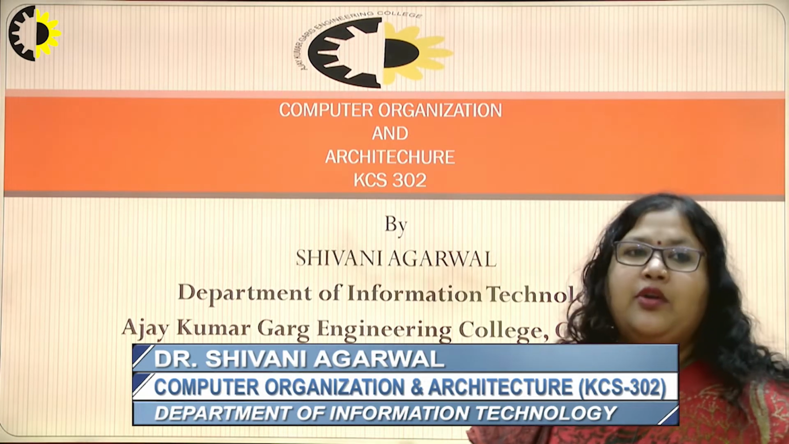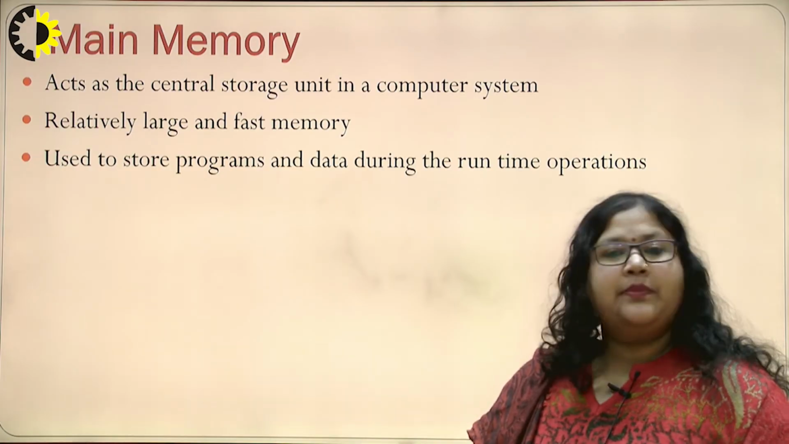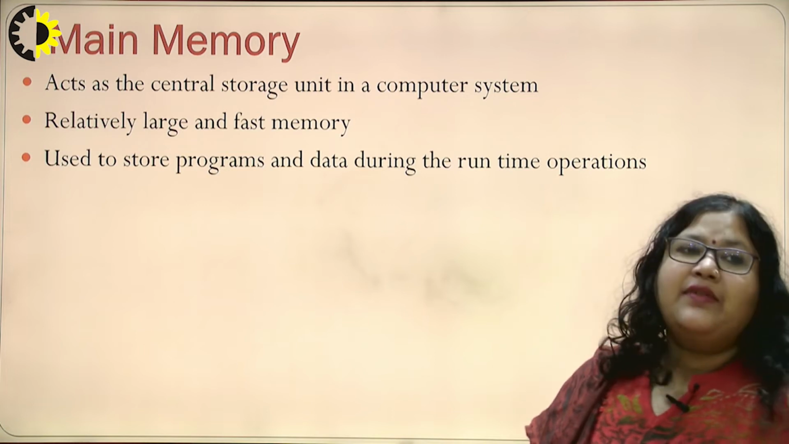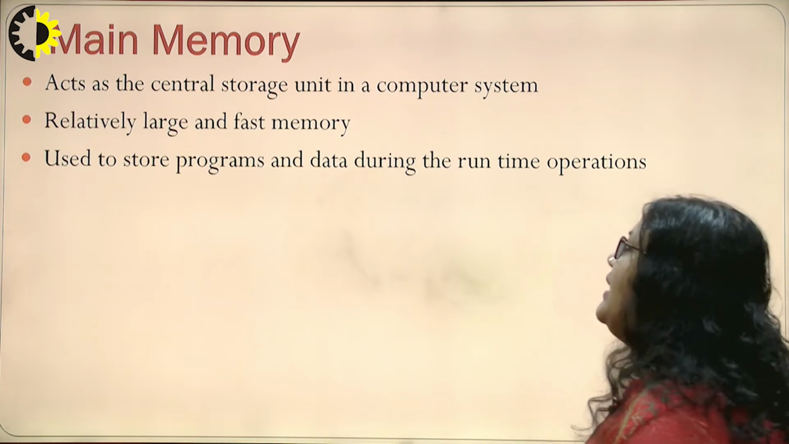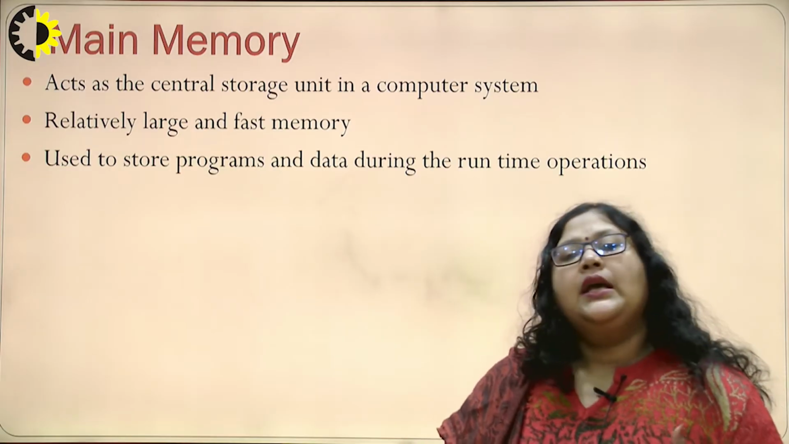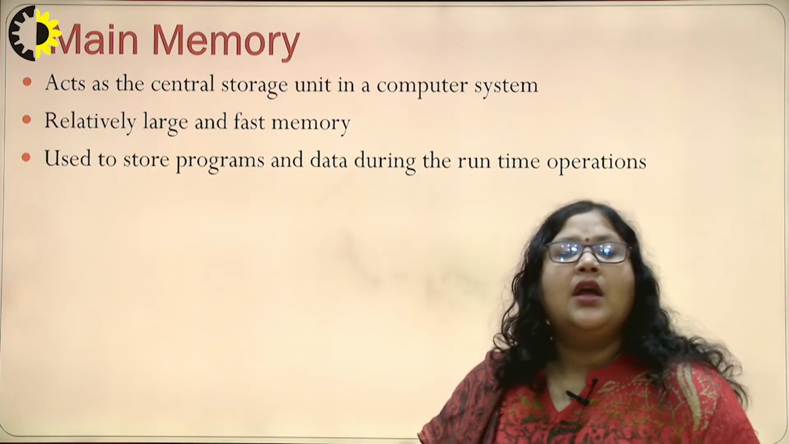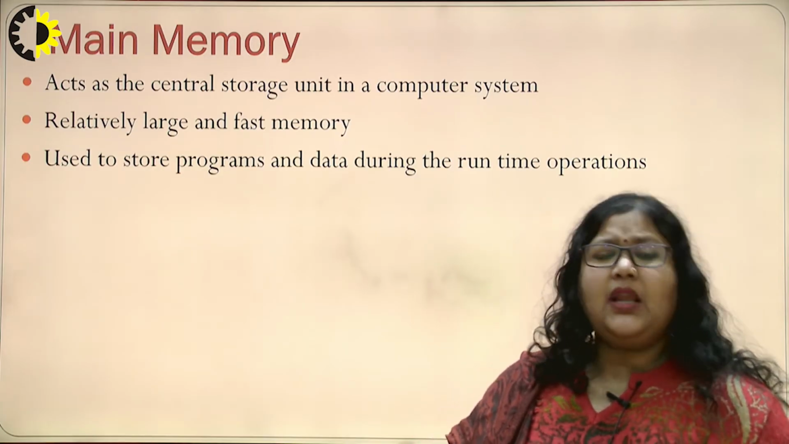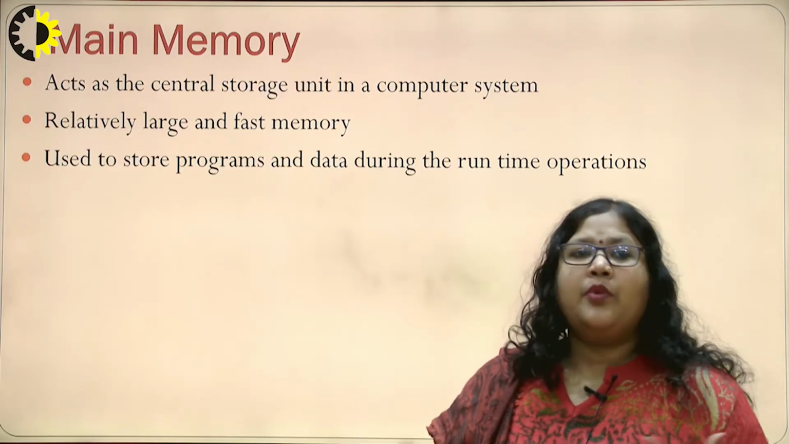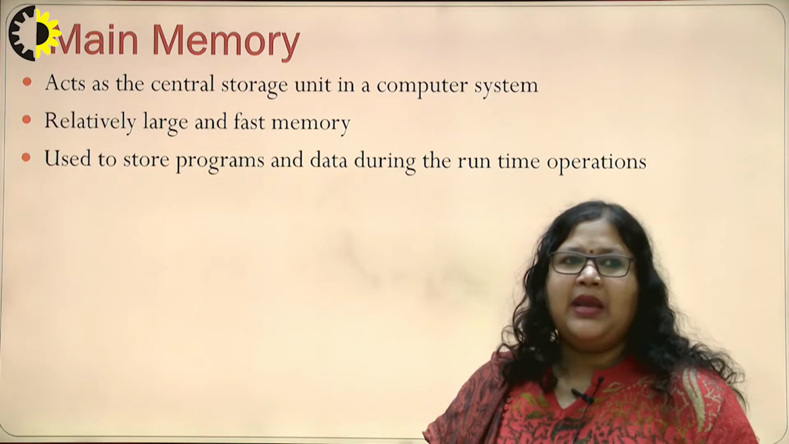So today my topic is main memory, the RAM chip, the ROM chip, and the memory address map table. We start with the basics of the main memory. Main memory is the central storage unit in the computer system that is relatively large and the fastest compared to the cache, but small compared to the secondary storage. We use it to store programs and data during runtime operations.